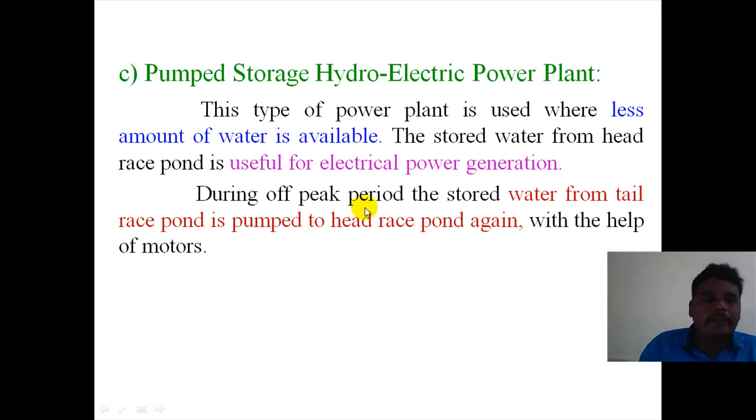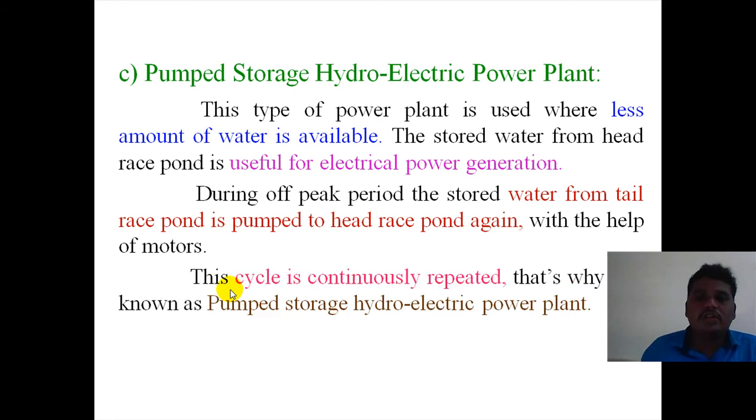Now during the off-peak period, that means during a very hot summer season, the stored water from the tail pond in the downstream region is pumped back to the head race pond with the help of a barrage. Again the water is pumped back, and these are pumped storage plants. The cycle is continuously repeated. That's why it's called pumped storage, because the water is pumped back again to the head race.